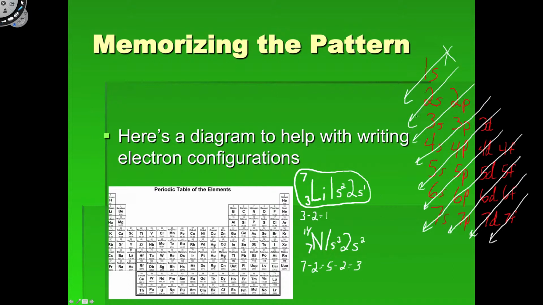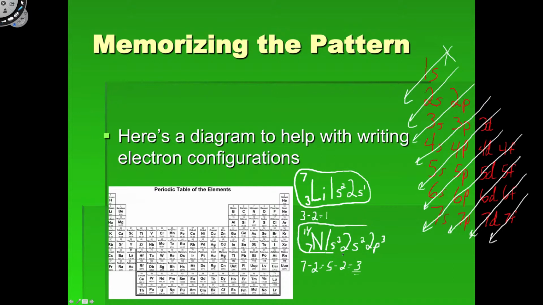Where do I go? Well, what does the next diagonal go through? It goes through 2p. So I write 2p. How many electrons will the p hold? Well, it will hold 6. Do I have less than 6? I do. I have 3. So I can put all 3 right there. And there is your electron configuration for nitrogen.